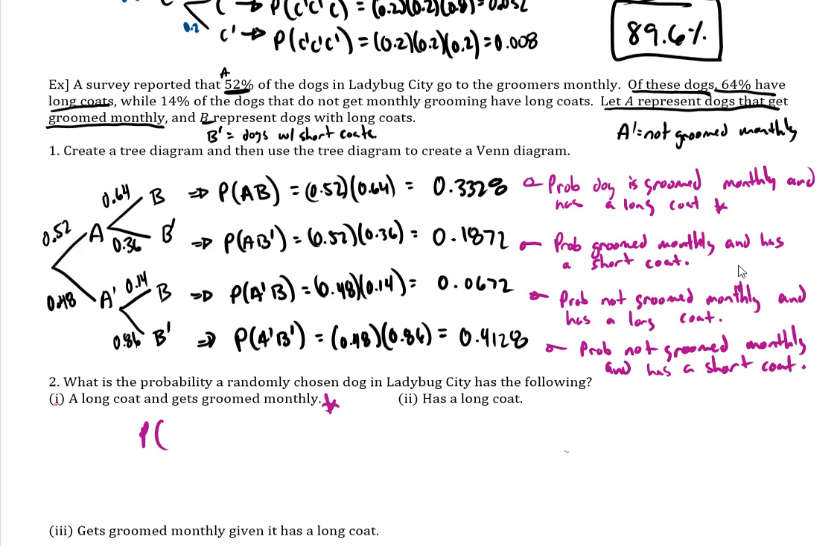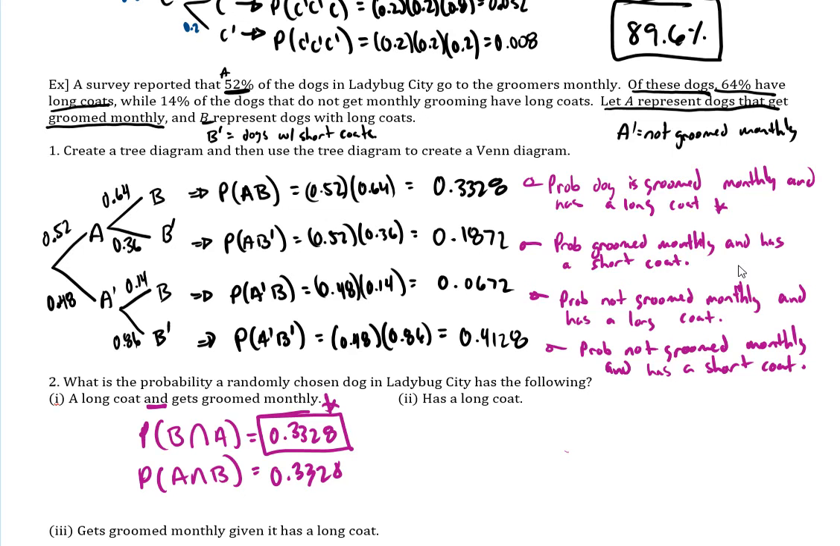Okay, so the probability long coat. Let's go ahead and write it like this. Long coat is B. Let's use the and symbol and groomed monthly. Order here does not matter with and, so these are the same. And it is the 0.3328. So it doesn't matter which one. I'm just writing them both still. Let's go ahead and just box that first one. That's it. Okay, so this tree diagram can give you more information than maybe what we thought.